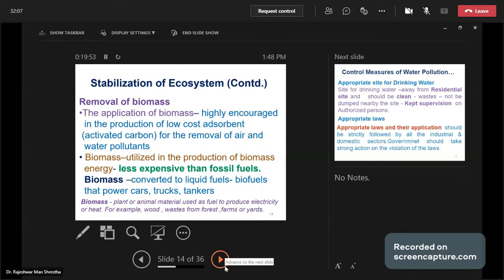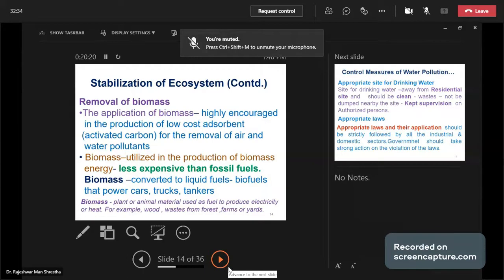Removal of biomass. Biomass can be removed. The application of biomass has highly increased in the production of low-cost adsorbent with carbon for the removal of air and water pollution. This hybrid carbon can be used to remove water and air pollutants, and all biomasses can be used for the production of hybrid carbon. Hybrid carbon, being highly porous, is applied for the removal of pollutants of air and water.